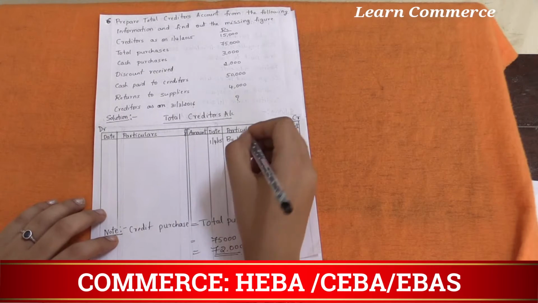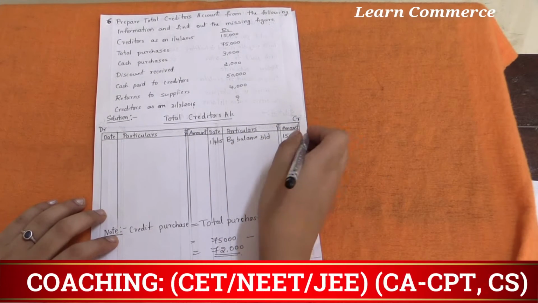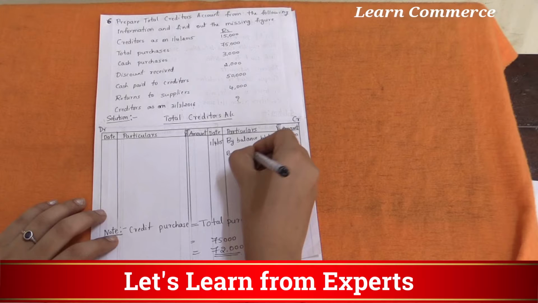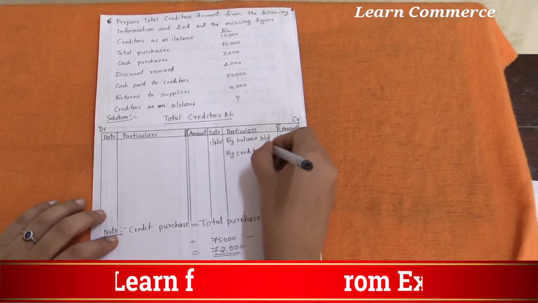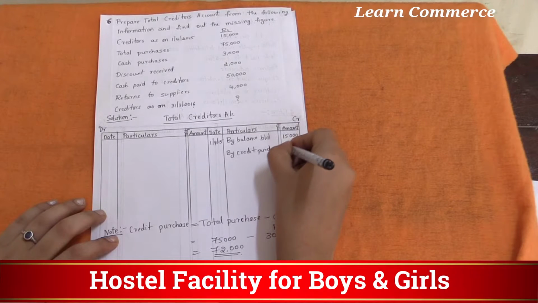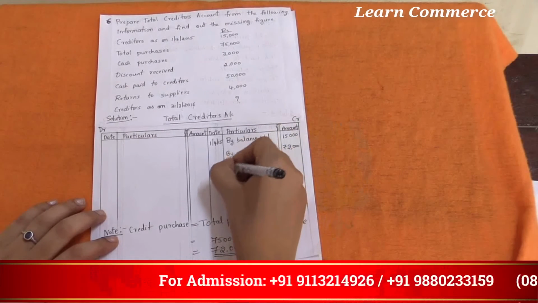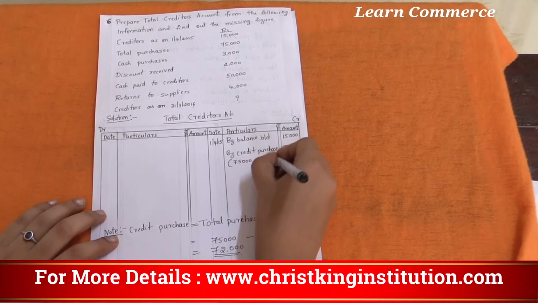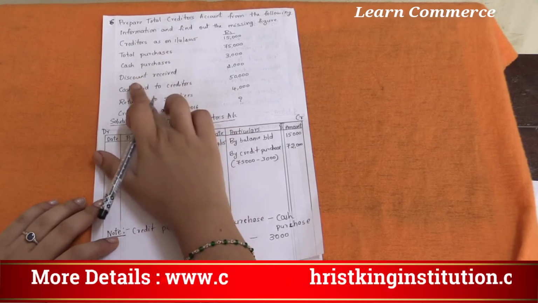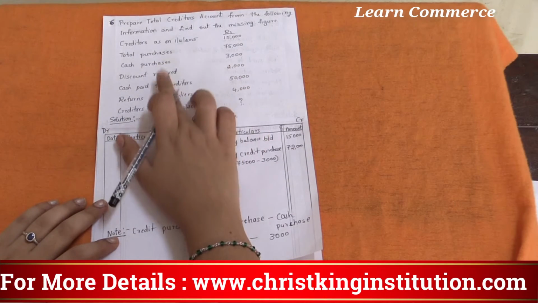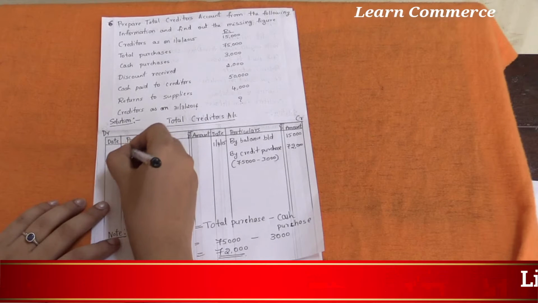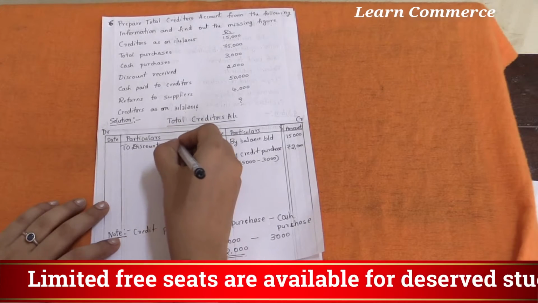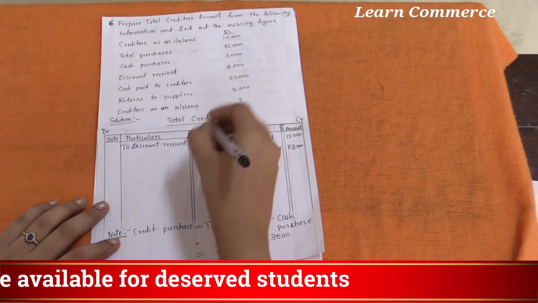So write it here, credit purchase is always recorded in credit side in total creditors account, by credit purchase, amount is 72,000. Bracket, 75,000 minus 3,000. Then discount received 2,000. It should be recorded in debit side. To discount received, that is 2,000.